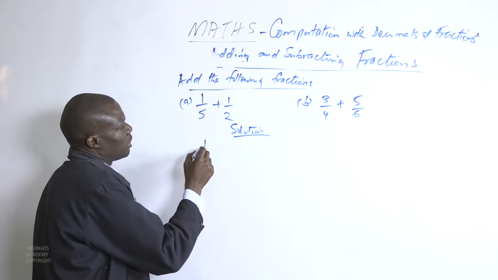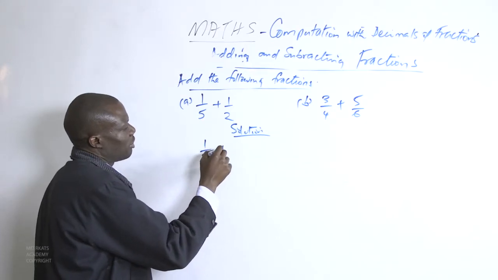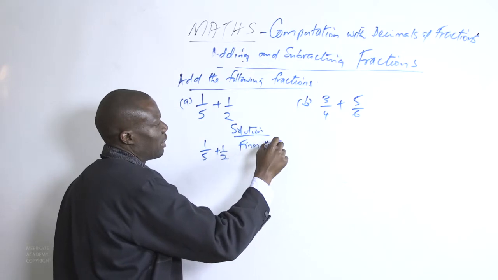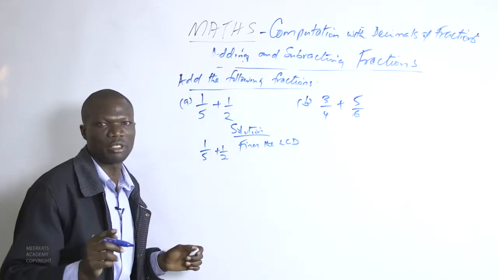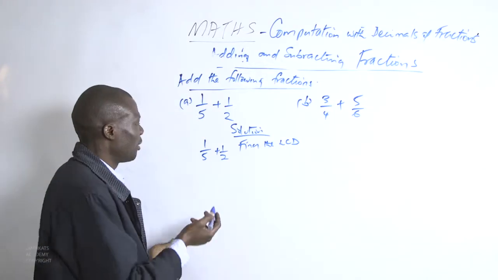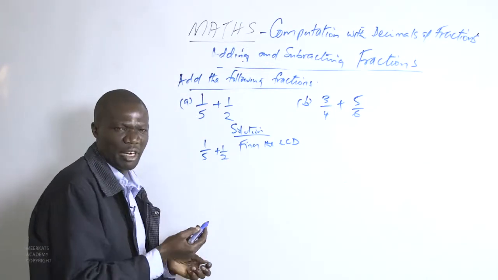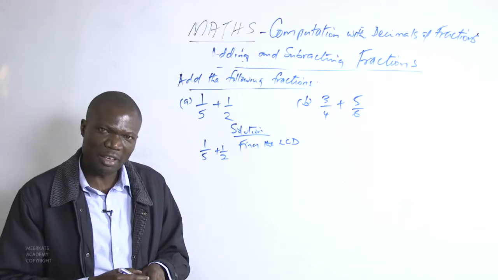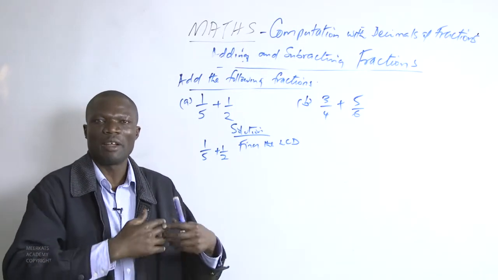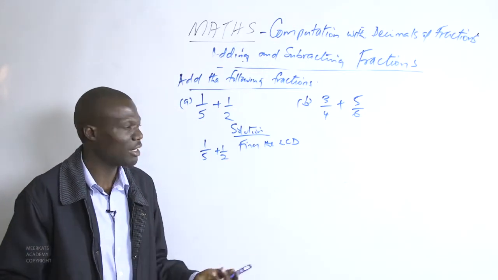So in our solution, for the question 1 over 5 plus 1 over 2, we must first find the LCD, the lowest common denominator. The lowest common denominator of 5 and 2, using the hint we were given, can also be found by simply multiplying the denominators.